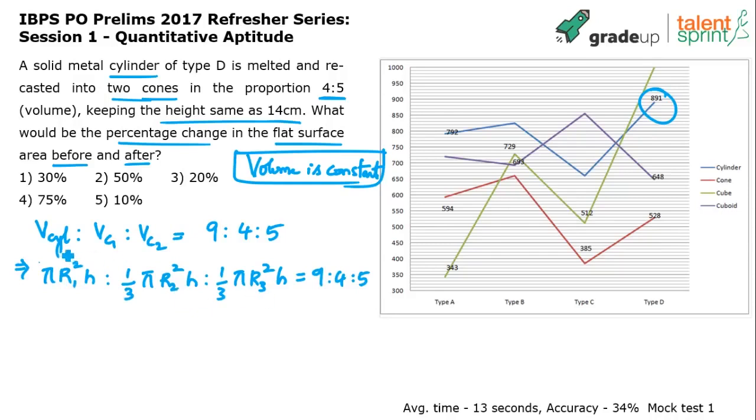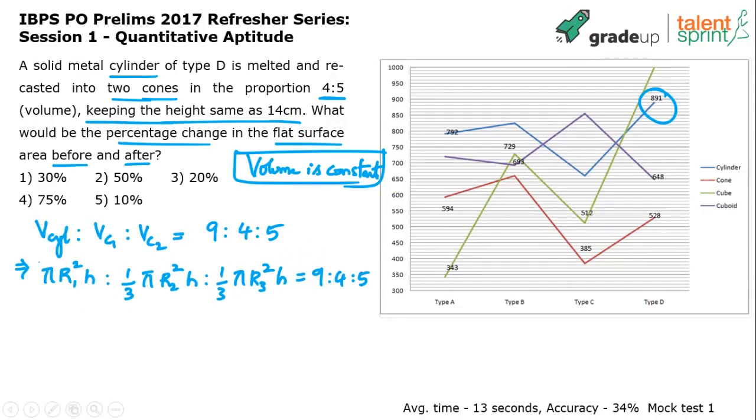Now let me explain you something before we proceed. R1, R2 and R3 are the radii respectively. Volume of cylinder, volume of cone 1 and volume of cone 2, right? R1, R2, R3 in that order. Why did we not take different heights here? Because it clearly mentioned that the height is same. Don't substitute 14 and waste your time there. Height of cylinder is same as the height of the two cones. So anyway, it gets cancelled.